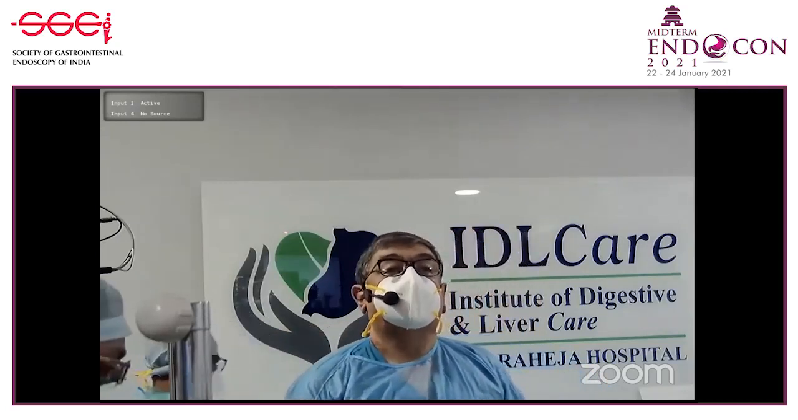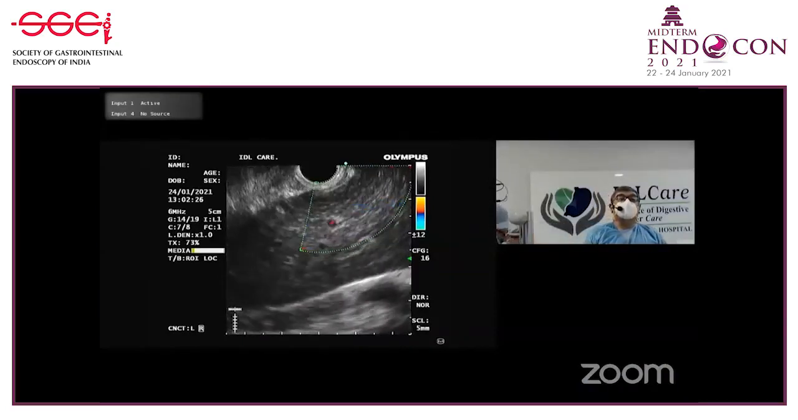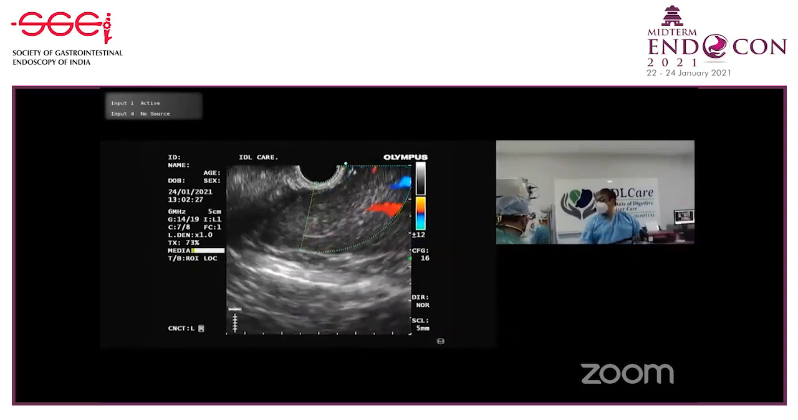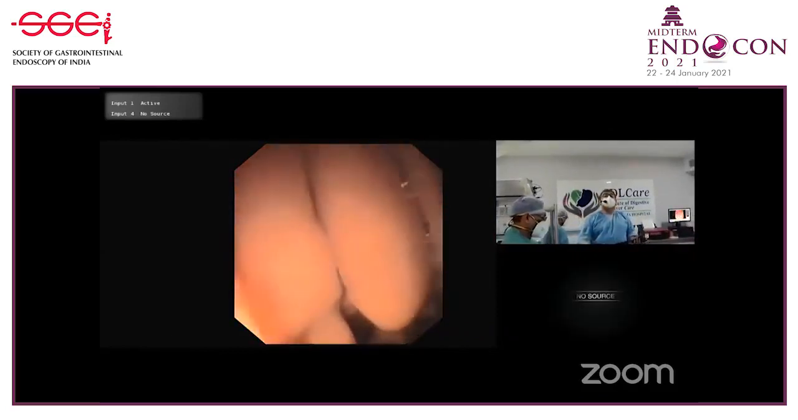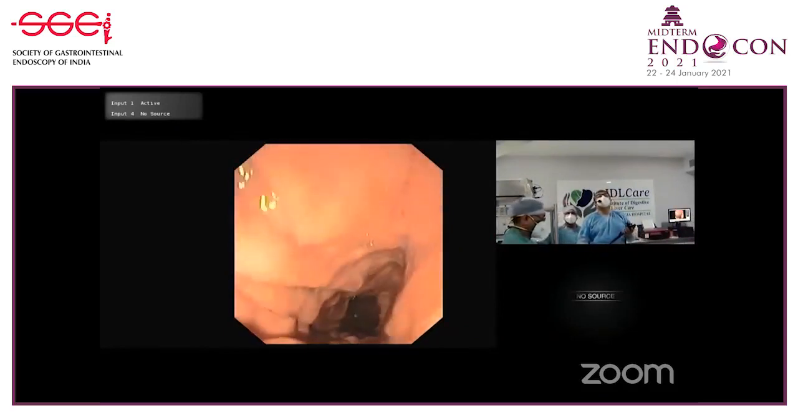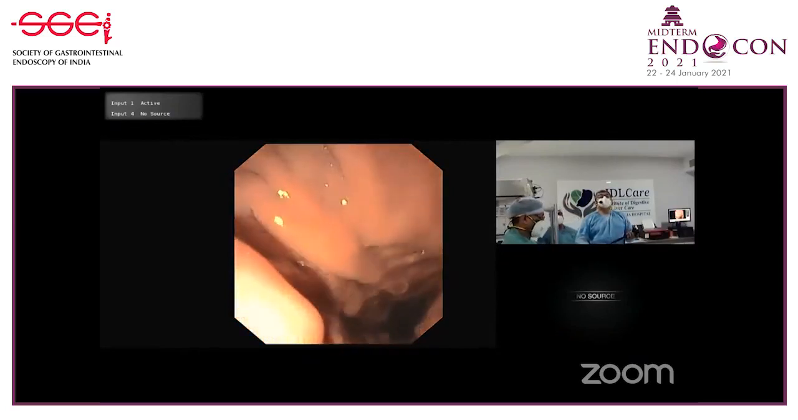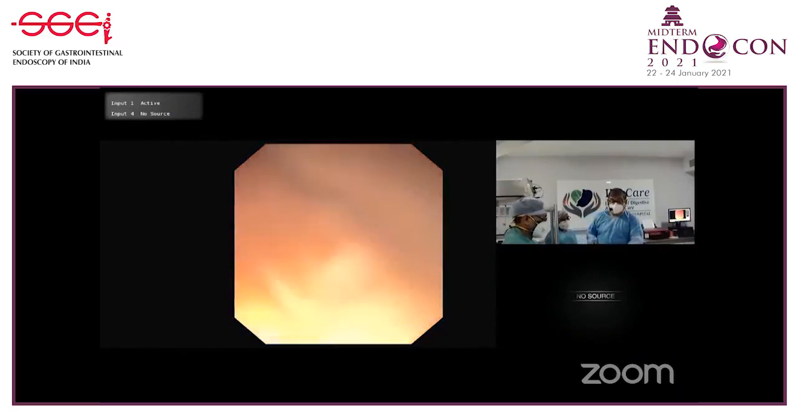So if you have a focal lesion, show the endoscope. Always check on endoscopy that there is no major bleeding happening. See, this is the puncture site. Absolutely clean, there is no problem. So if there is a focal lesion, you can reduce the number of passes.